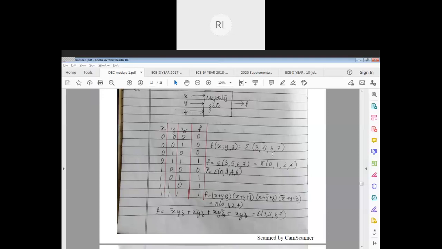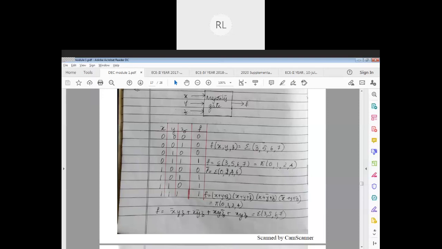I understood what the problem is. I drew the truth table. From the truth table I'm writing the equation. Now if I have to write the max term, then it's going to be the reverse of 3 5 6 7, which means I'm going to leave out these numbers and pick up the other ones and represent it as pi.